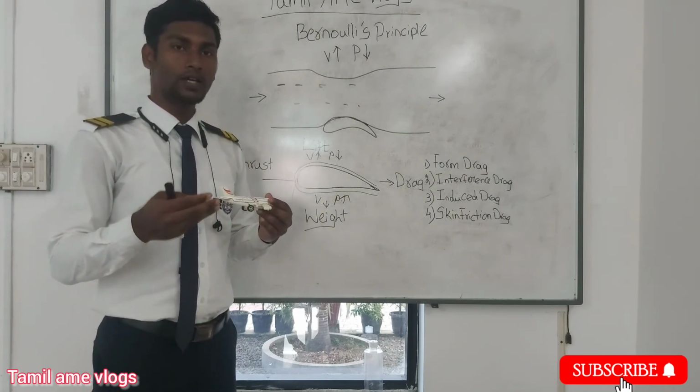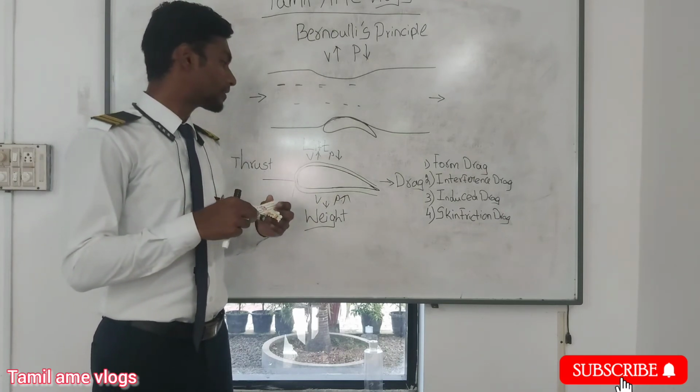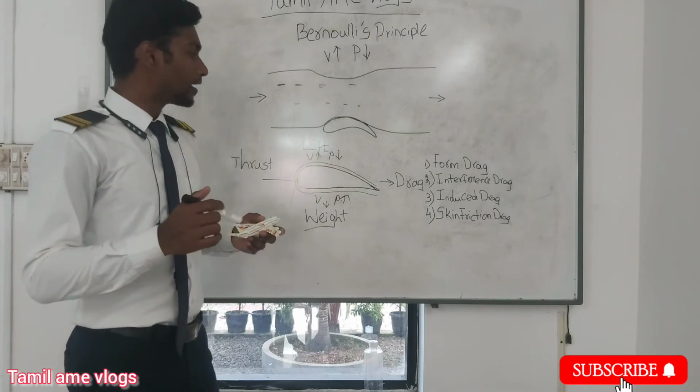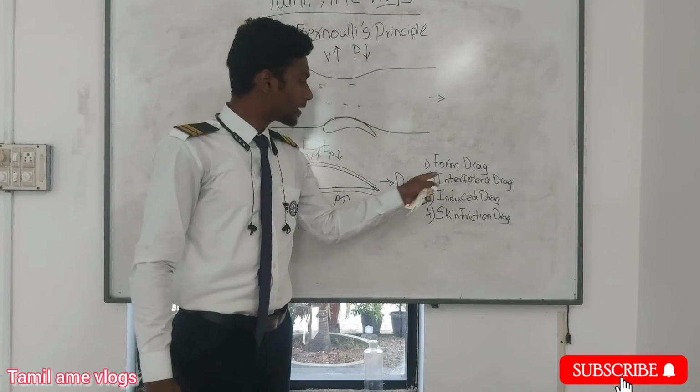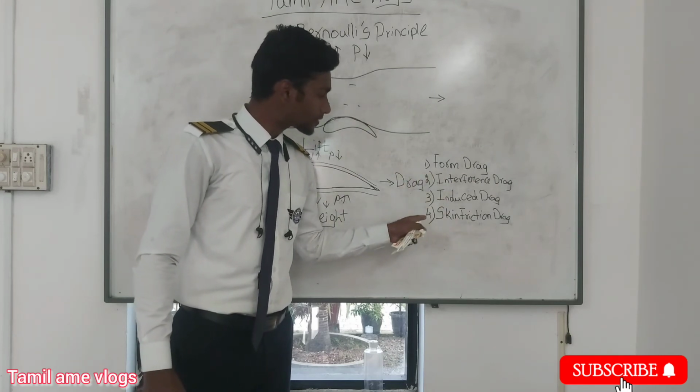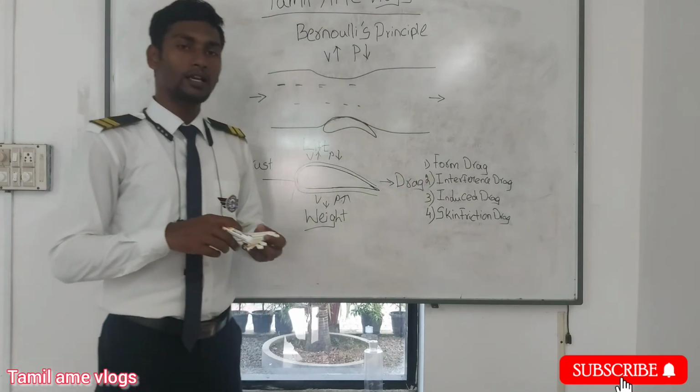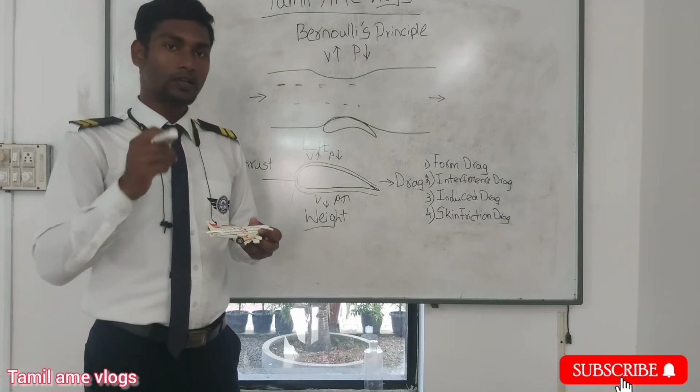Every force has an equal and opposite reaction force, right? Like that drag is produced. There are so many types of drag. In this, form drag, interference drag, induced drag, and skin friction drag are the types of drag. We will put a separate video on drag.